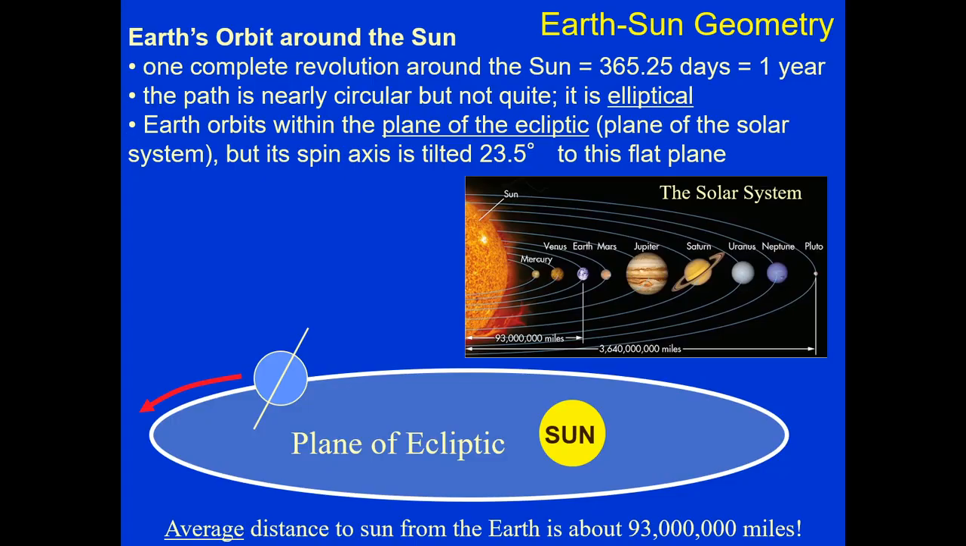So, as you know, we have four seasons on Earth. What causes those four seasons? Well, it's the rotation of the Earth around the sun, and the fact that there's a tilt to our Earth relative to the ecliptic plane.